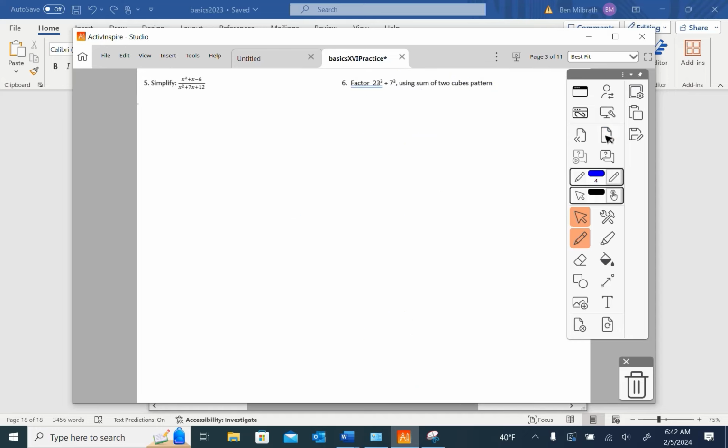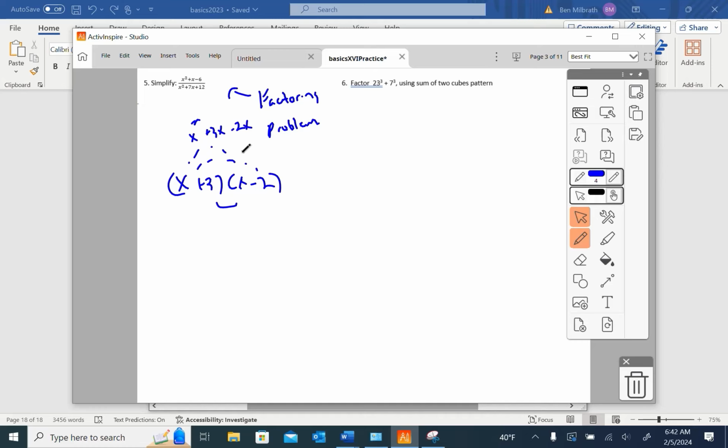All right, simplify. X squared plus x minus 6 over x squared plus 7x plus 12. This is a factoring problem. So I'm going to factor the top. It's x plus 3 and x minus 2 because I'm guessing and checking. X squared plus 3x minus 2x minus 6. See how it works out? 3x minus 2x is x. Again, I'm guessing and checking. I'm just doing it in my head.